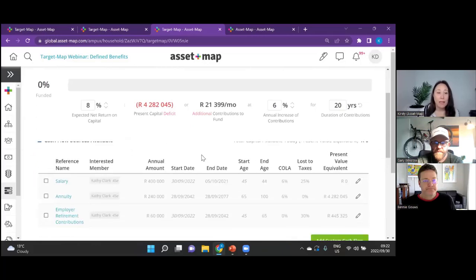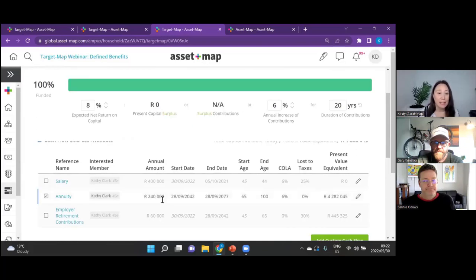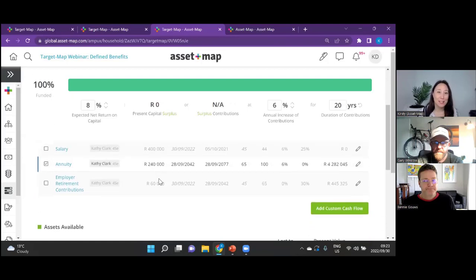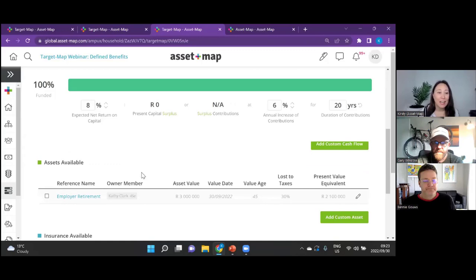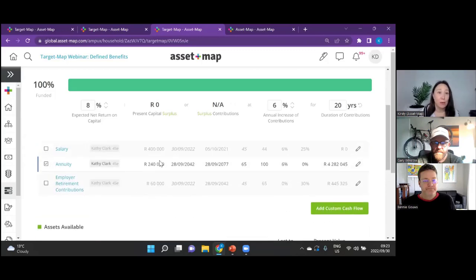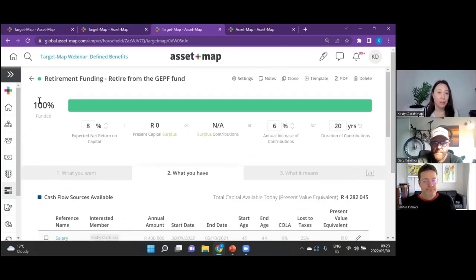In this example, I'm going to include the guaranteed benefits. So I'm going to say you're going to receive this annuity income from the fund. We can see they're already 100% funded just based on the numbers that I'm using. And I could also include any lump sum that they would receive at retirement as well.